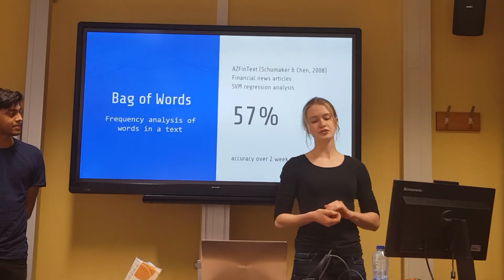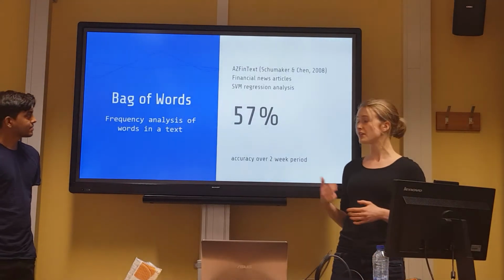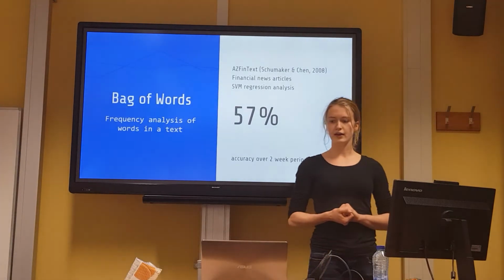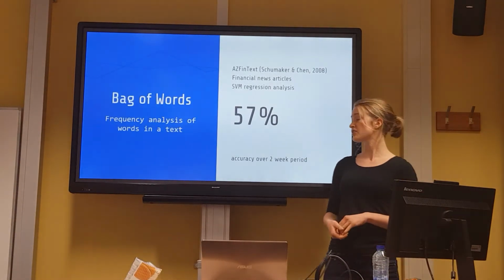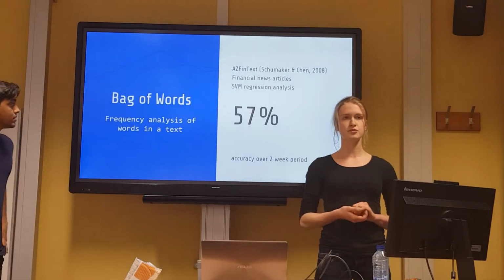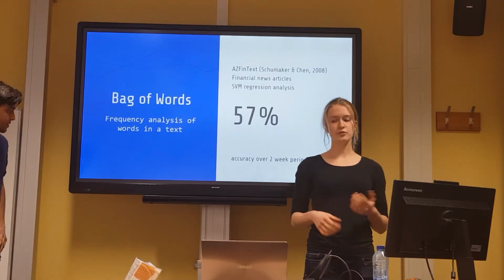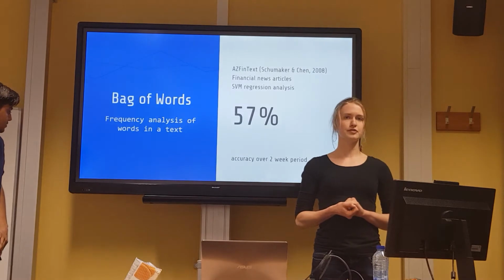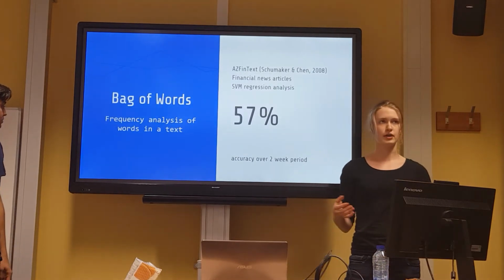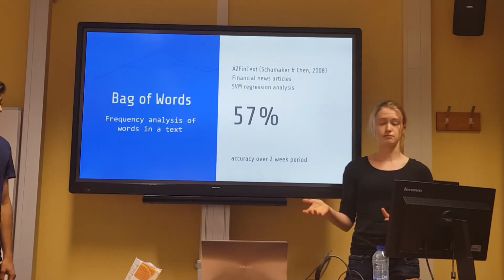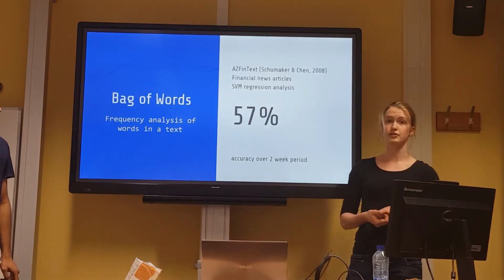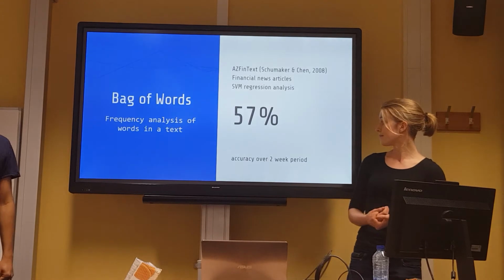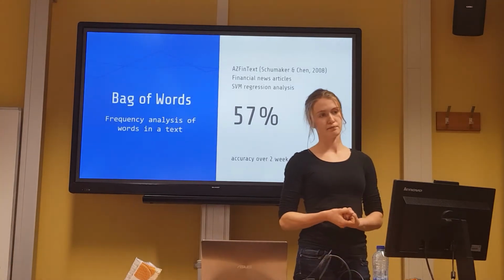Researchers that did this were Schumacher and Chen in 2008. They took financial news articles, performed regression analysis using a support vector machine, and were able to predict stock prices with an accuracy of 57%, which is better than chance. So it could very well be that this can be used to predict stock prices and earn quite a bit of money. They did this over a 2-week period.